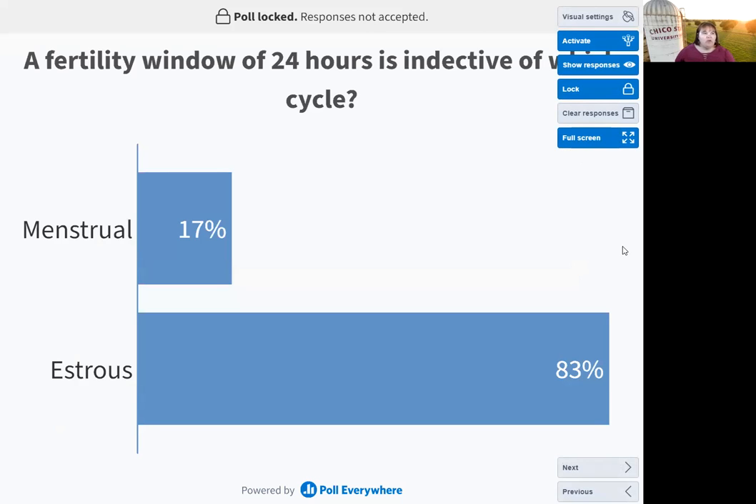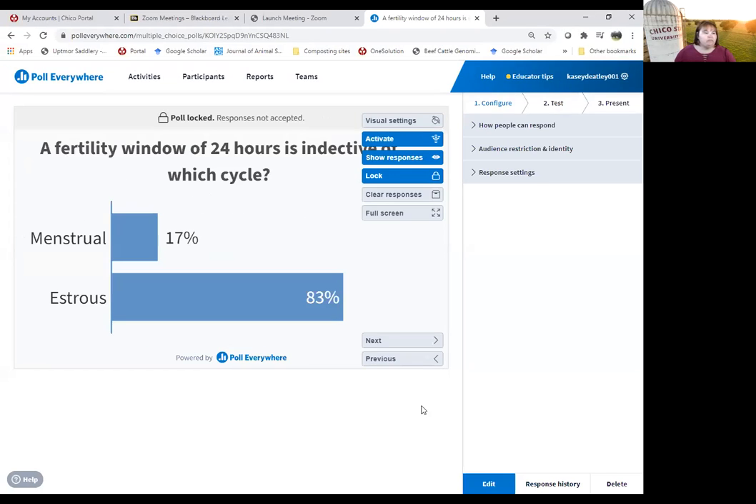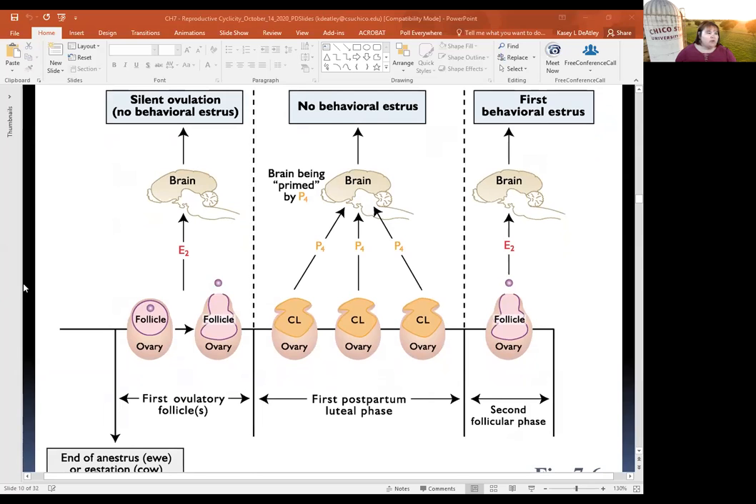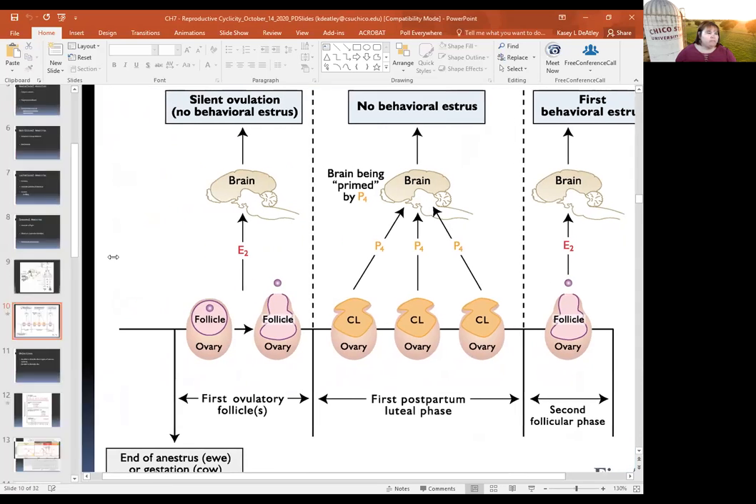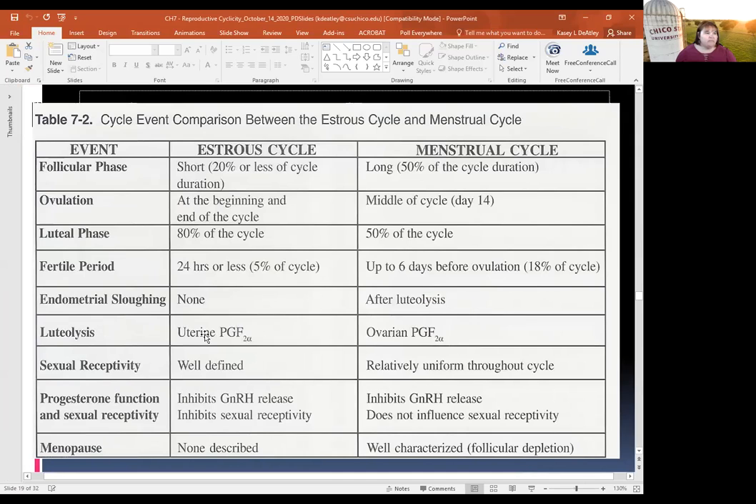Okay, so a fertility window of 24 hours is actually more associated with the estrus cycle and not the menstrual cycle. Okay, and so this goes back to the chart in the lecture, I'll pull it back up here. So this chart here. If we look at this fertile period of 24 hours or less, that's associated with the estrous cycle.